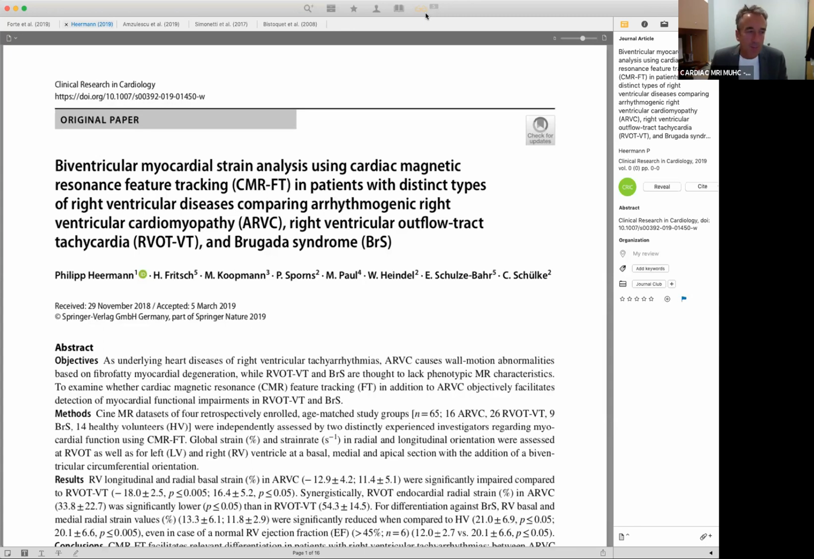Today it will be about a very complex topic, yet clinically potentially relevant, and we're talking about myocardial strain.